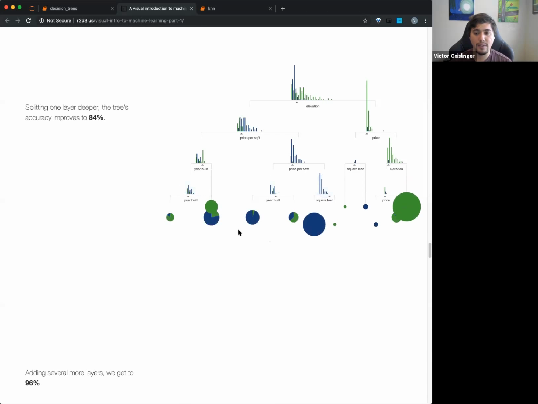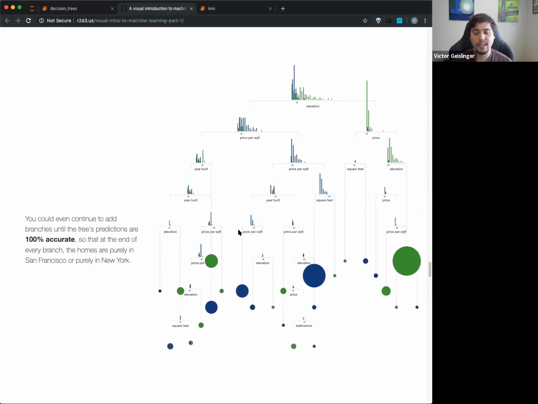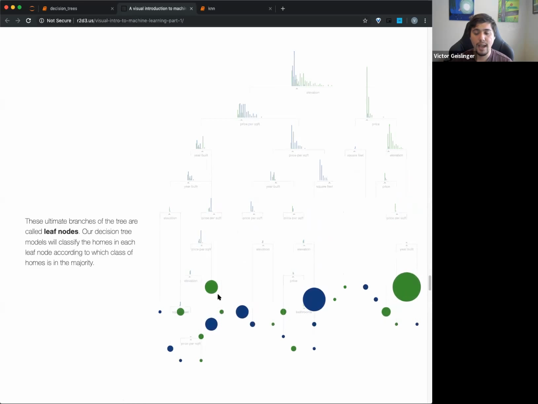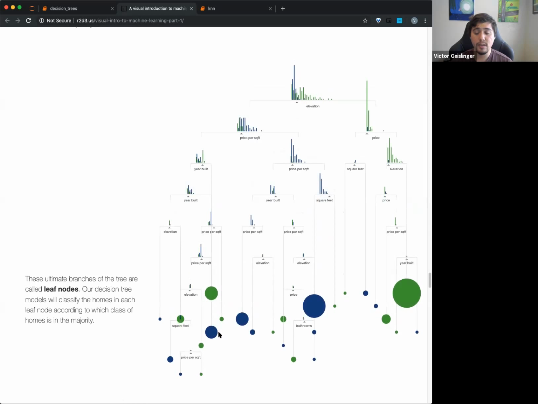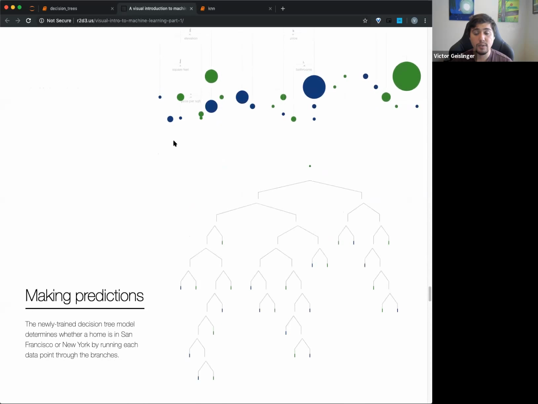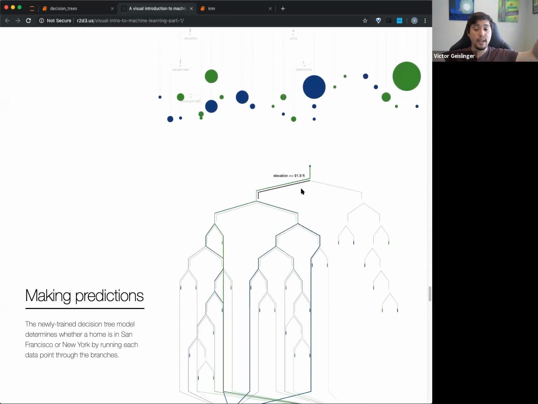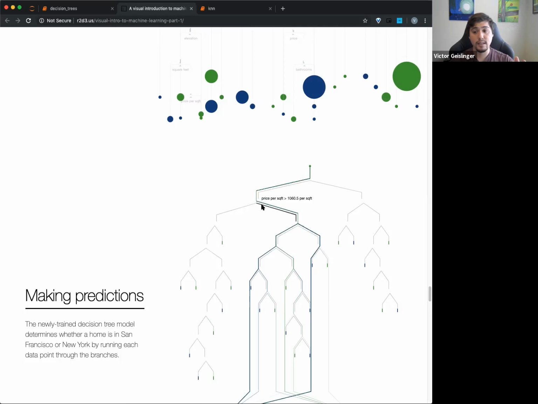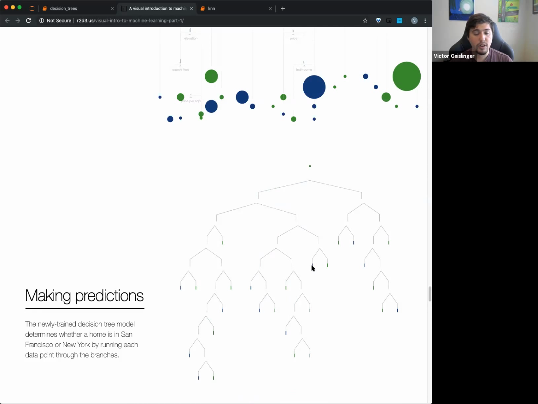So you can see how this goes through. We keep going through, scrolling, and keep splitting off further and further. And as we get better and better, we get just pure green or just pure blue when we reach these points. If we're not quite there, we just keep splitting until we hit our condition. Once we have this, we have this nice tree that says, all right, if you're less than 91 feet, you are a greater price per square foot of like 1,000. You keep going down these different features until you reach the end, and you're like, oh, that means you're New York. Or if you went in the other direction, oh, that means you're San Francisco.